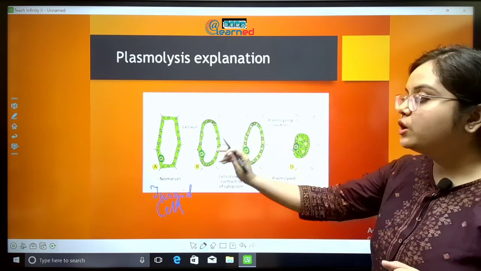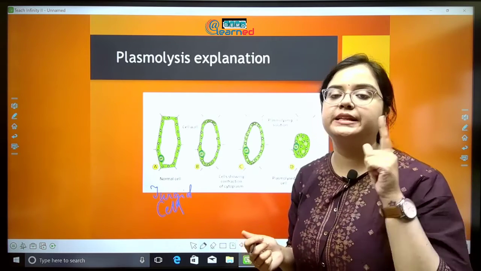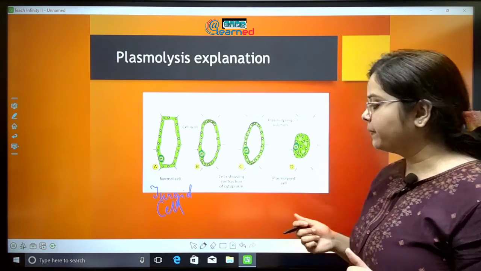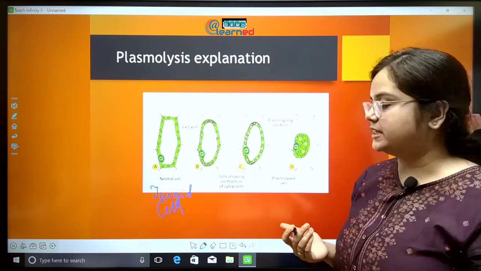So, because of the loss of water. Why the loss of water? Because the cell has been kept in a hypertonic solution. Now, what happens to deplasmolysis? What happens when deplasmolysis takes place?